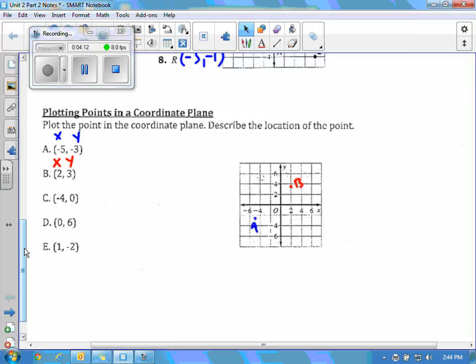For point C, again, one more time, x is first, y is second. I start at the origin. My x coordinate is -4, so I go 4 to the left. My y coordinate is 0, which means I just leave it right there on the x-axis. So that's going to be point C. D and E, I'm going to leave up to you guys to complete.